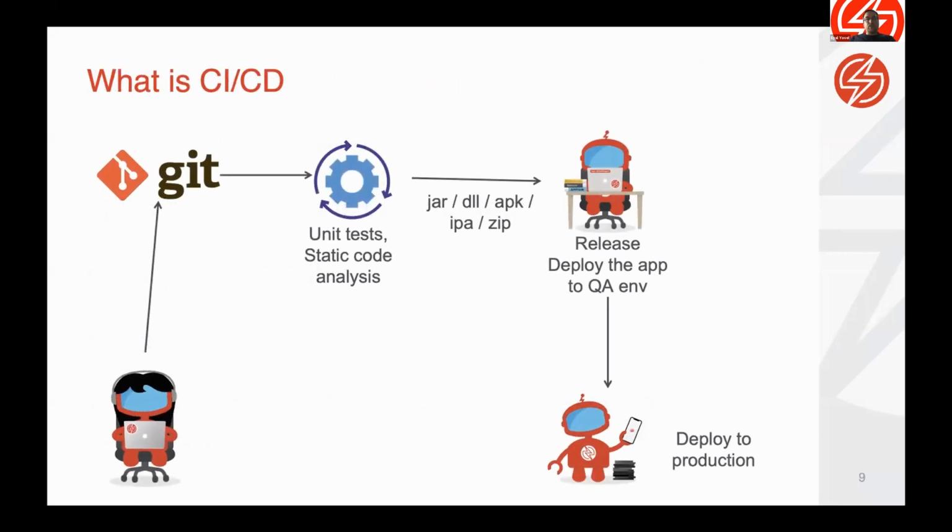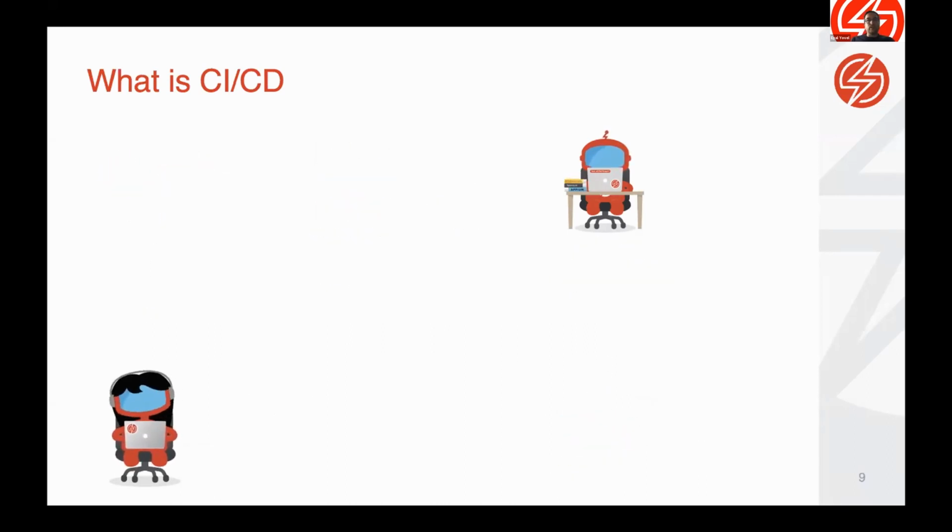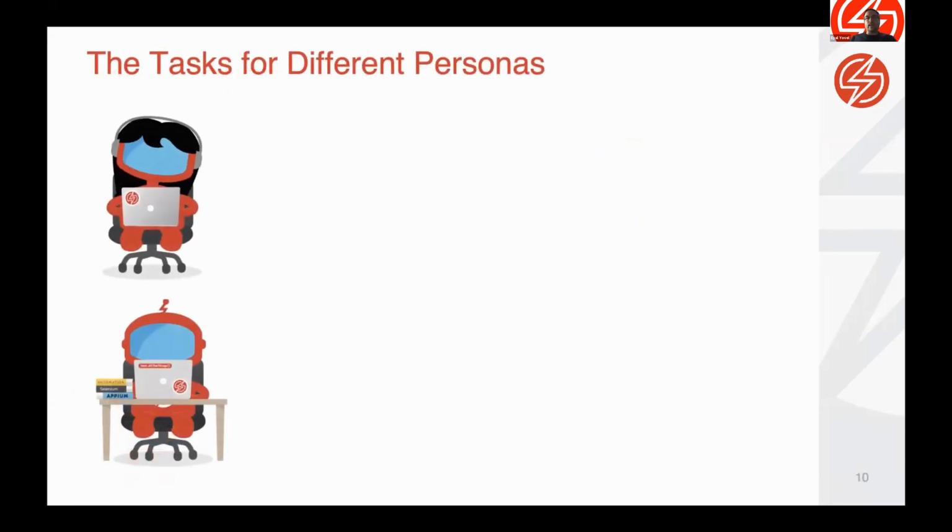Okay, so in the previous slides, I talked about what is CI/CD. I mentioned this diagram, and now I just want to focus on these two personas. I want to focus on the developers here, and about the QA. So if I want to understand what are the tasks that each one needs to run, let's start from the developer.